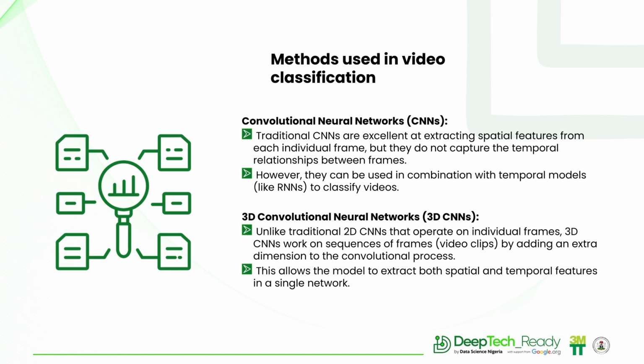Then we have 3D convolutional neural networks, that's 3D CNNs. Unlike traditional 2D CNNs that we are very used to, that operate on individual frames, 3D CNNs work on sequences of frames, that is video clips, by adding an extra dimension to the convolutional process. This allows the model to extract both spatial and temporal features in a single network. So you can basically feed in a video, maybe a 1 second clip, into a 3D convolutional neural network to make predictions or do some video classification.